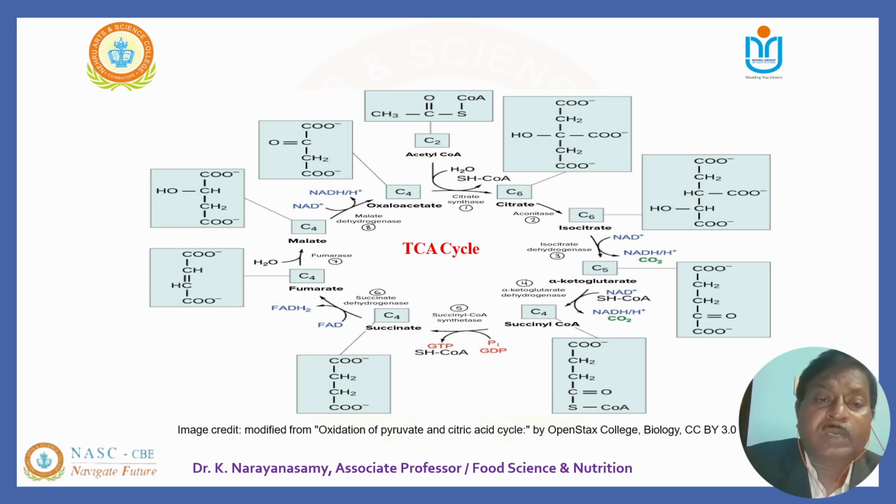By adding water, by the enzyme fumarase, malate is formed. Malate is converted to oxaloacetate by converting NAD to NADH plus. Malate dehydrogenase is the enzyme, and you are getting oxaloacetate again. Oxaloacetate once again combines with another molecule of acetyl-CoA. This cycle repeats several times. That is why it is called a tricarboxylic acid cycle, the TCA cycle.